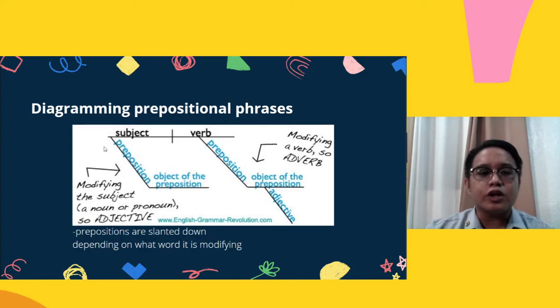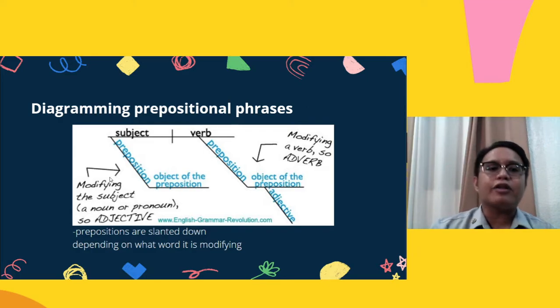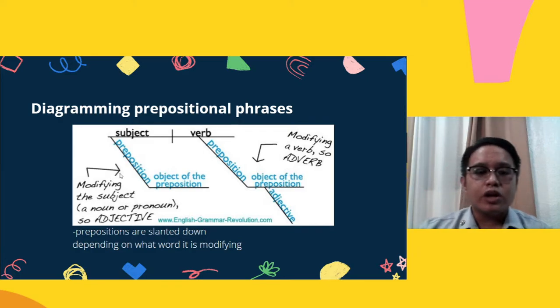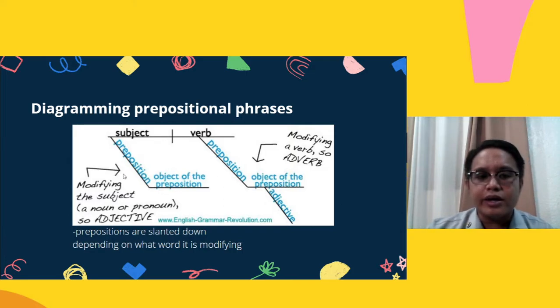Okay, so write it down. Write the preposition on the slanting line, and after that, ang object of the preposition is himuan ninyo og line. So there's a straight line there for the object of the preposition.